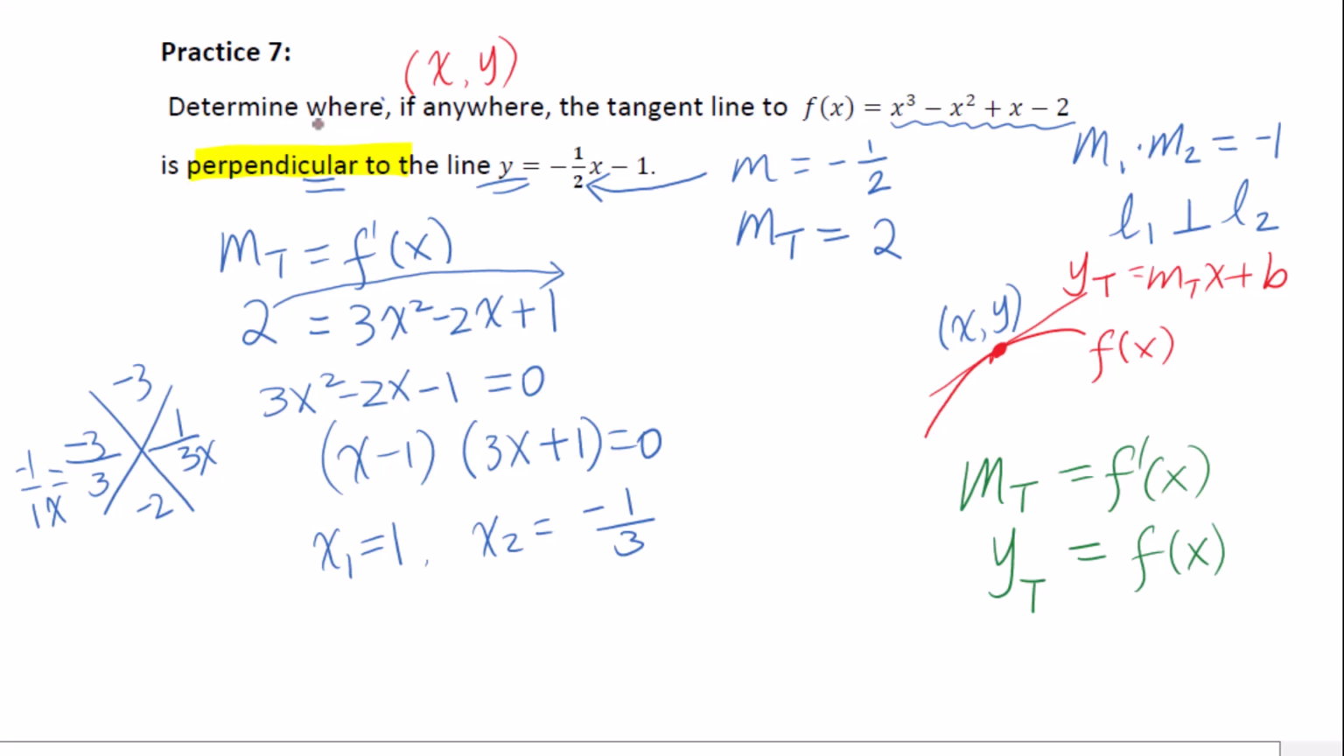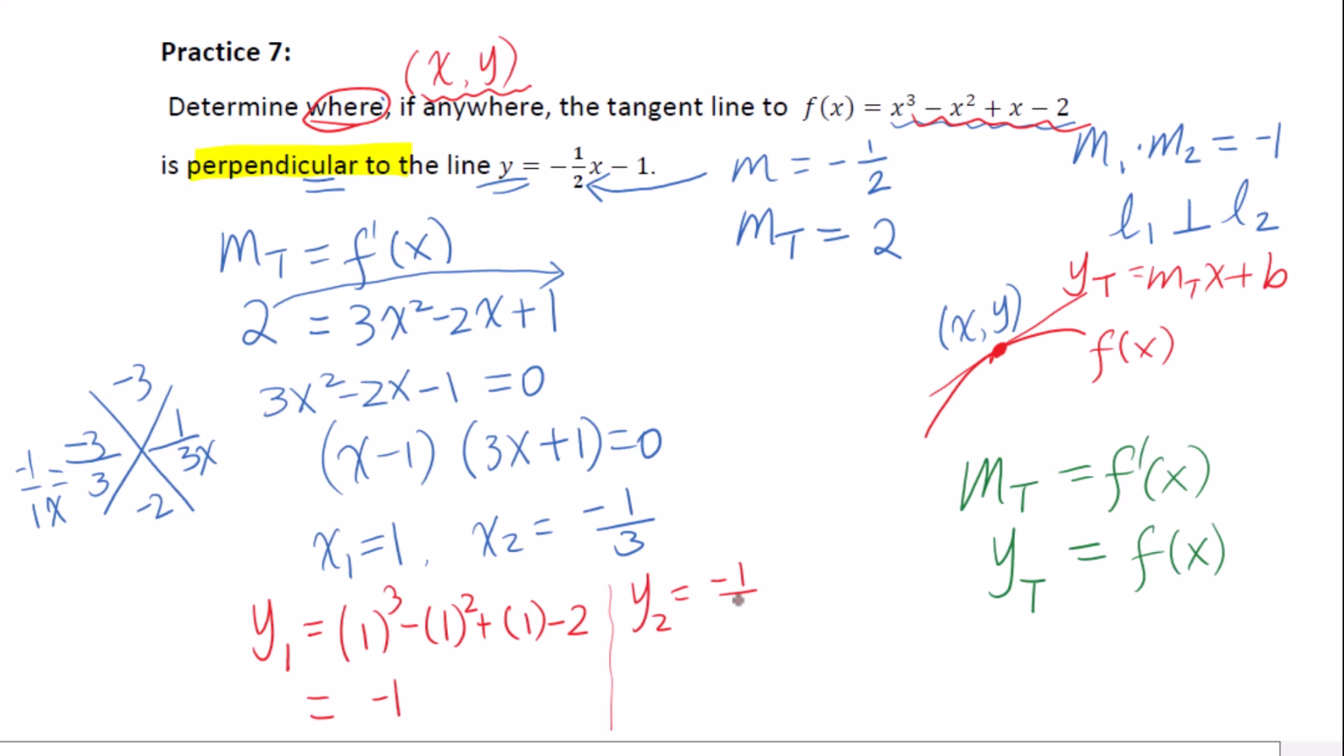Since we are looking for where, which means we need to figure out the coordinates for y1. Plug in here. That is 1 to the third power minus 1 squared plus 1 minus 2. That equals negative 1. For y2, plug in negative 1 over 3. Third power minus negative 1 over 3 squared plus negative 1 over 3 minus 2. That equals negative 1 over 27 minus 1 over 9 minus 1 over 3 minus 2.